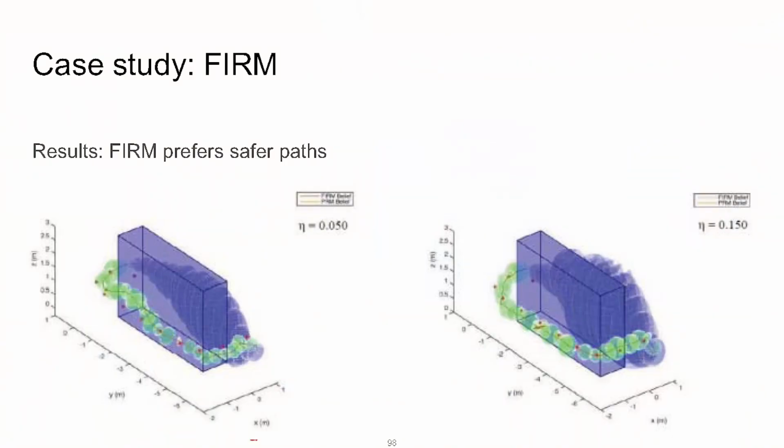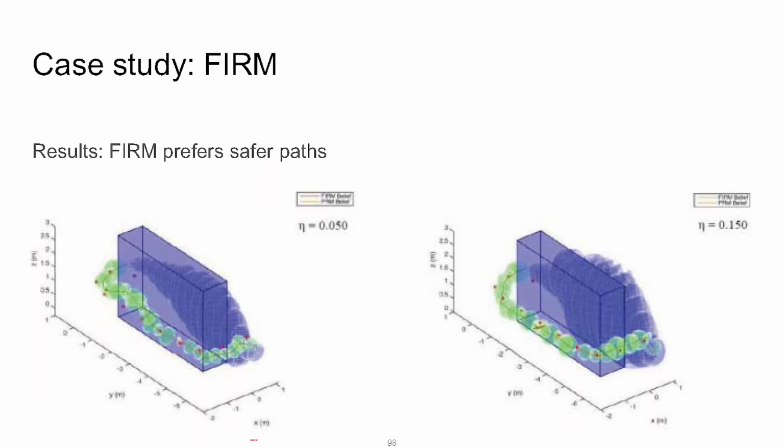Okay. The big takeaway is that FIRM prefers safer paths. We've got two images that look really similar. I'm going to talk about one and then show why they're slightly different. The test flight that we put this quadrotor under was: we're going to start at this configuration, go to this configuration, and there's this big blue obstacle.